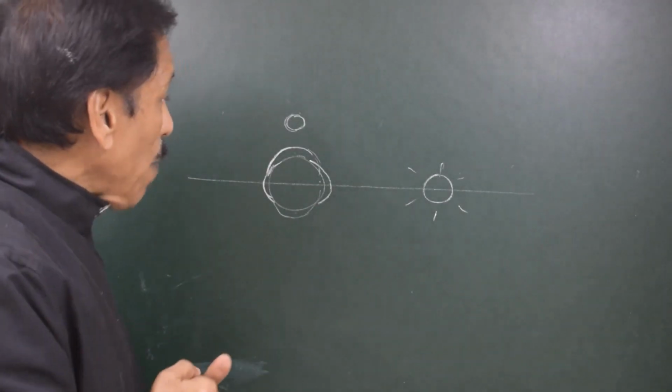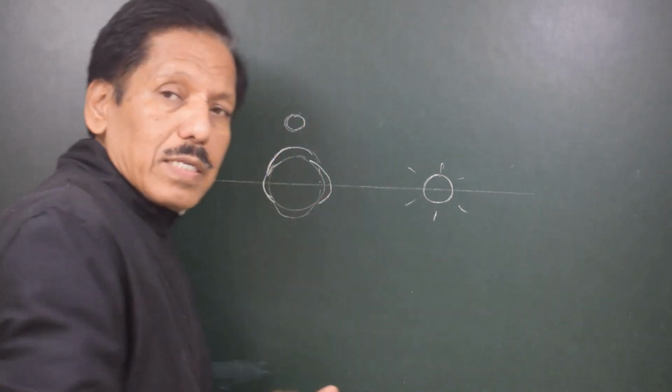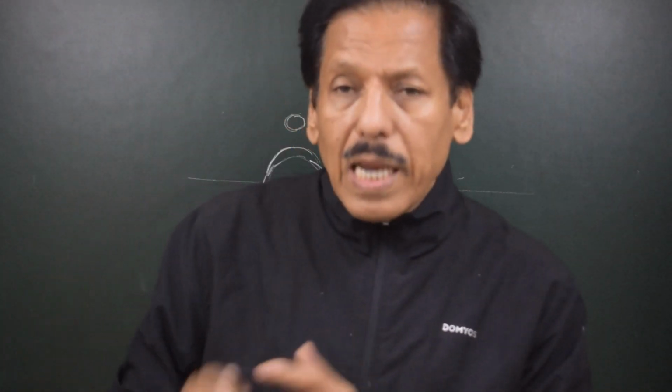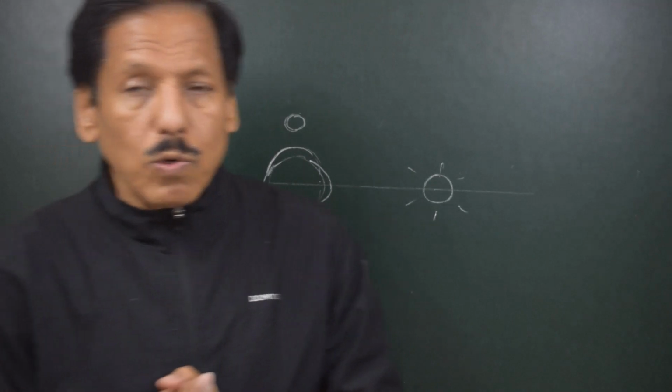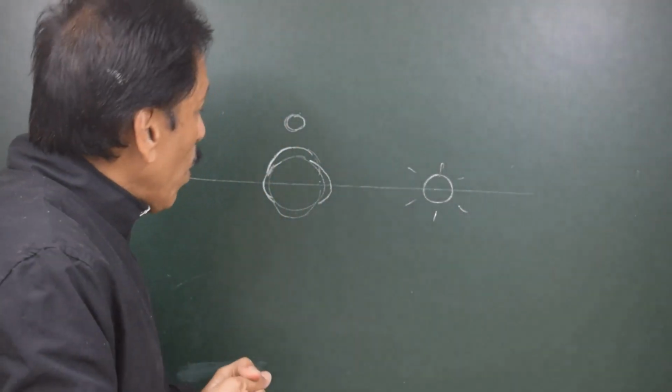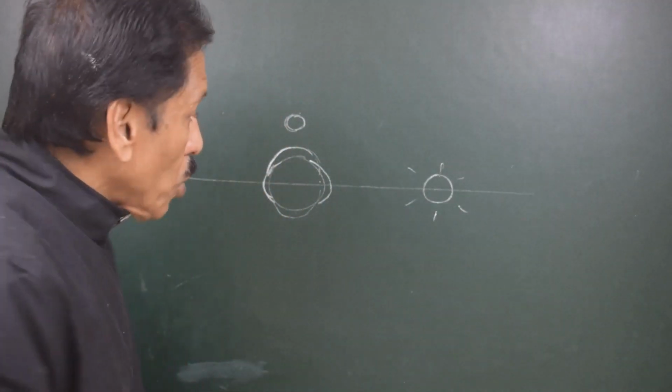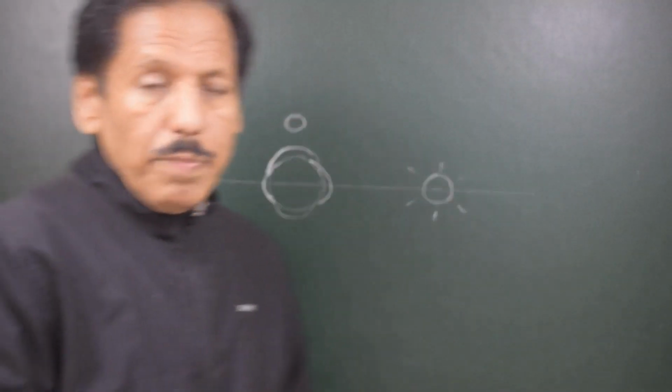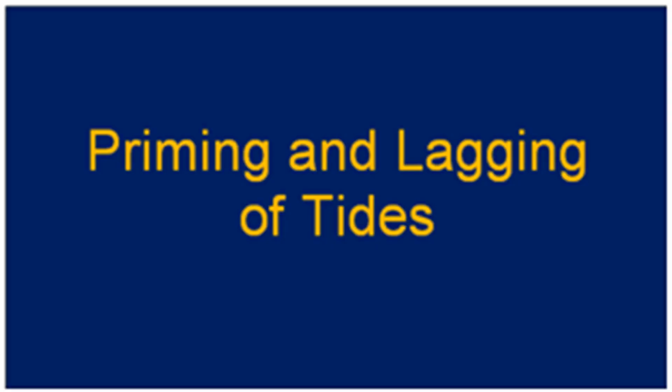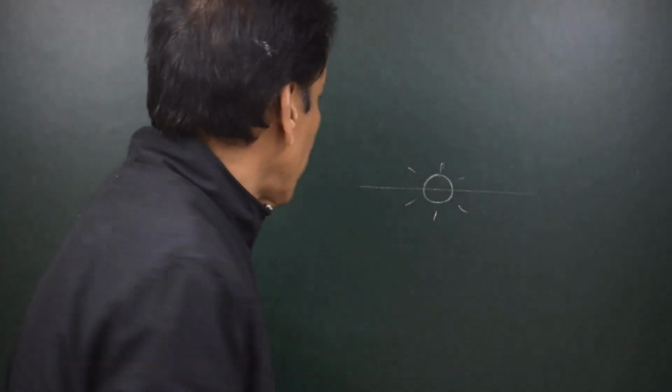And when this happens, the high water that you will get is less than the normal high water, right? One of the lowest high waters, and the low water that you are going to get is one of the shallowest low waters. That means it is not going to be a low water which is very deep, right? So high water not so high and low water not so low. So this is what the neap tides are. Now let us try and see what is the priming and lagging of the tides.